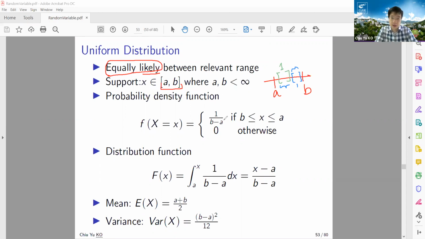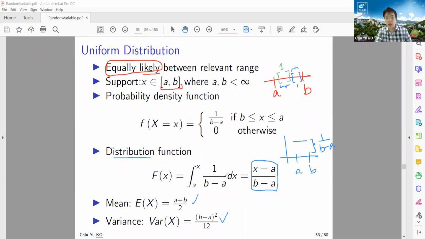So as we said, this area in the curve, right? So basically this is B, this is A, and this is the height. This height is 1 over B minus A, okay? And the function we use is the distribution function, which is x minus A over B minus A, okay? This is the mean and this is the variance.